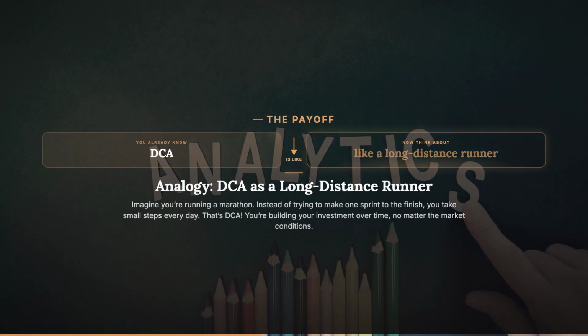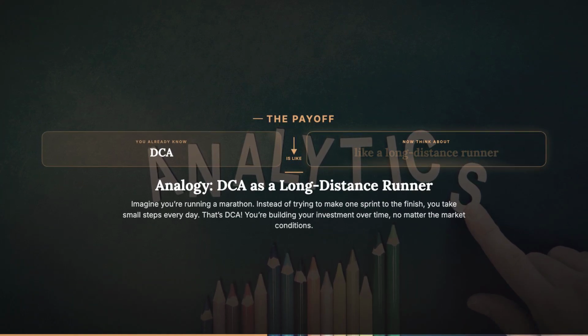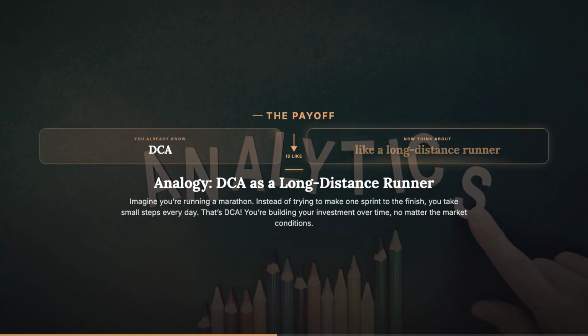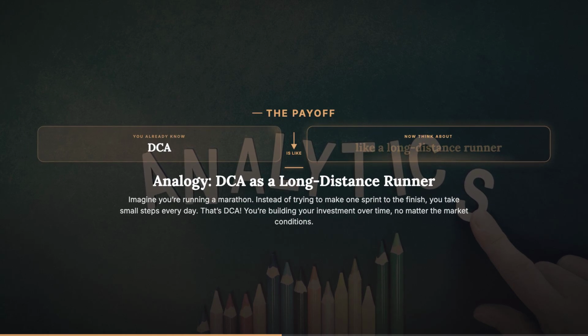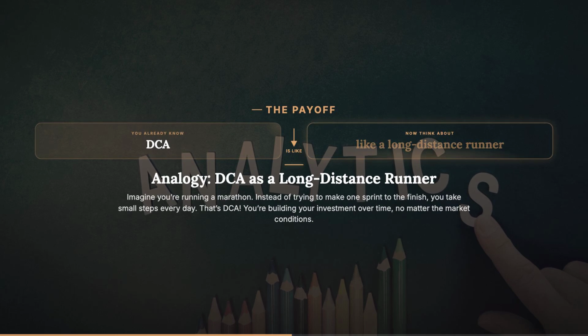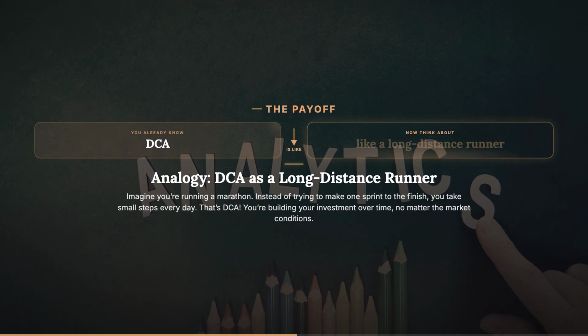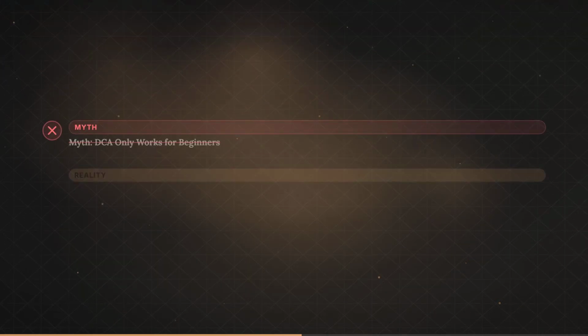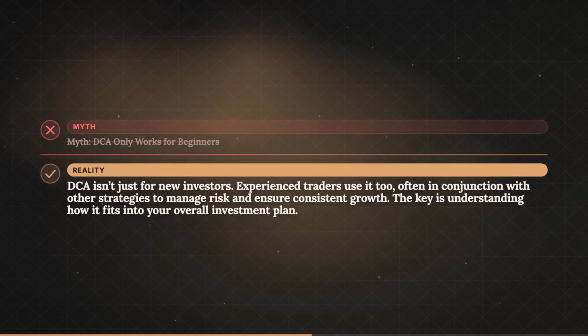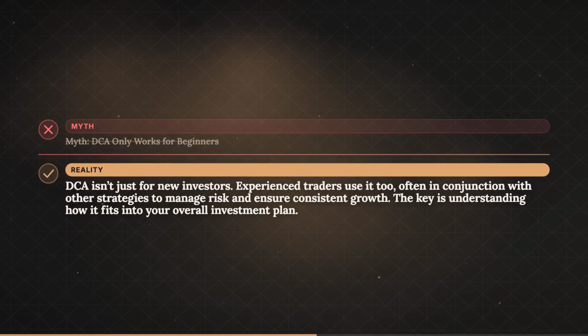Think of DCA as a marathon, not a sprint. Consistent small steps lead to success over time. DCA isn't just for beginners. Experienced investors use it to manage risk and ensure steady growth in their portfolios.